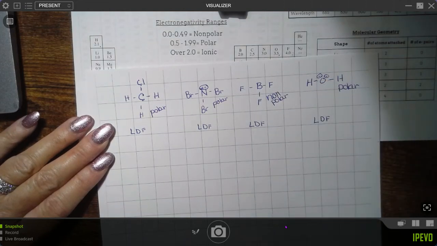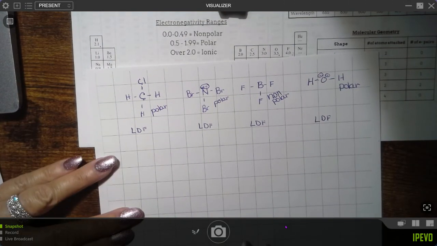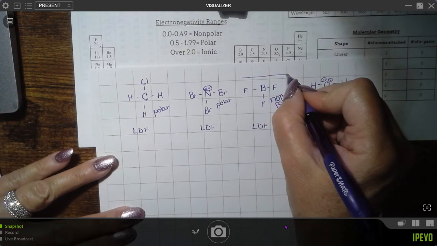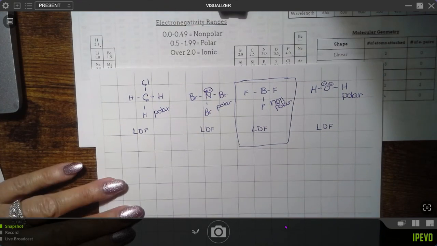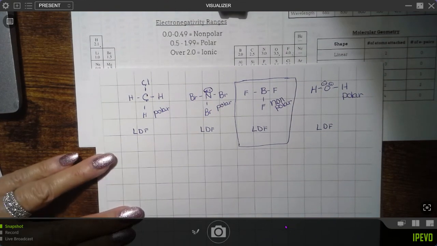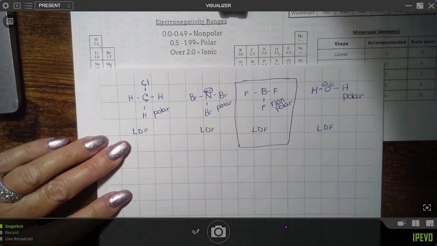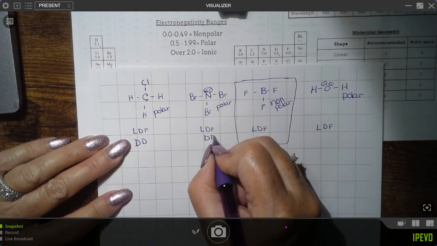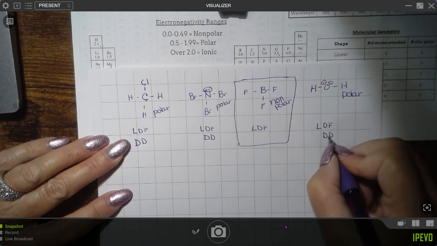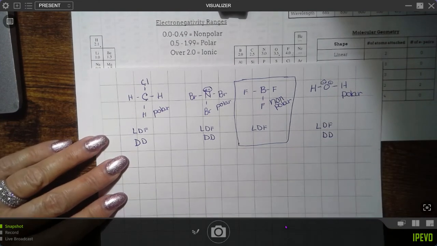Now, this BF3 is done. It's nonpolar. The only force it has is London dispersion. All of our other molecules, you can just go right through and say all of these molecules have dipole-dipole, the 3 other remaining molecules, because they're all polar.